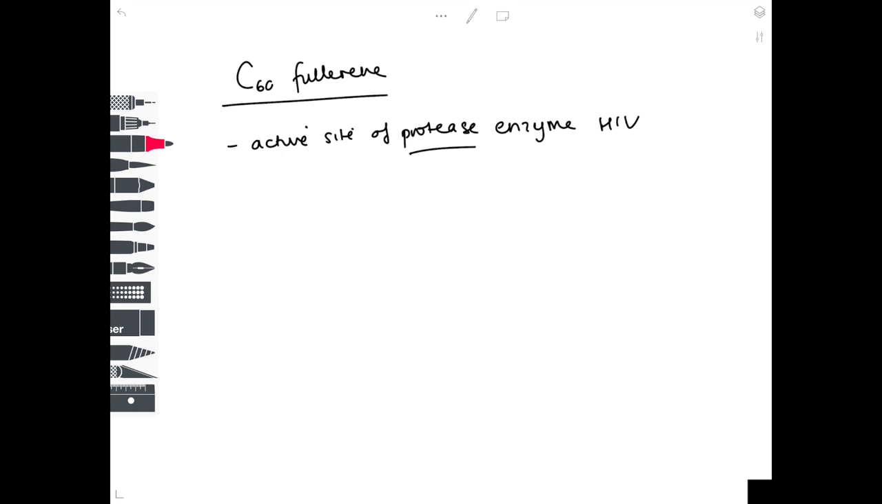So I hope I've given you an in-depth look at the allotropes of carbon. It's really important that you learn their different properties, so whether they conduct electricity or not, whether they have high melting points, why graphite can be used as a lubricant, why C60 fullerene can be used to deliver drugs, and really get to grips with this.